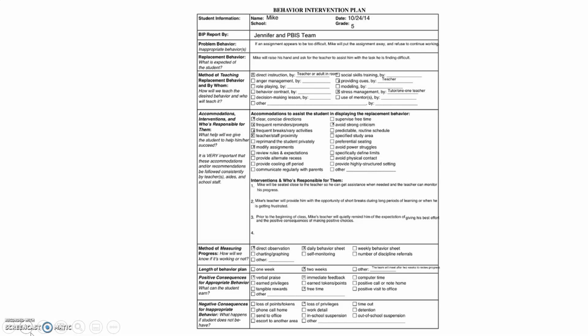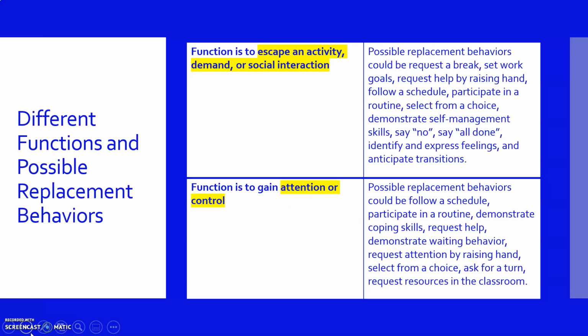Like, why is Mike showing this inappropriate behavior? So if he's refusing to work, why is that the issue? We don't identify that. So that is kind of what we're talking about in this video. So different functions and possible replacement behaviors. So we're going to have two common ones here again.